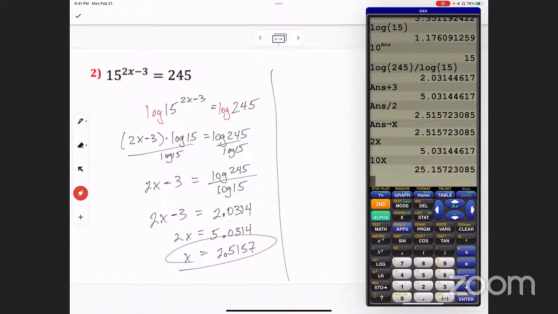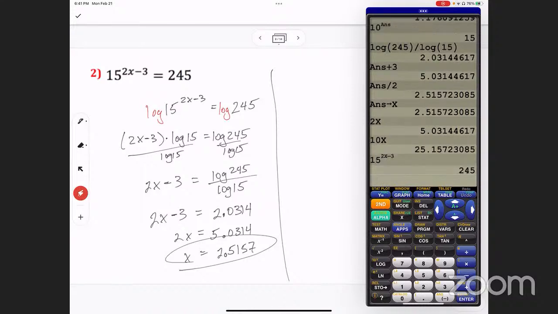So now what I'm going to do, look back at my problem. I'm going to punch this into my calculator. And what should I get when I punch that into my calculator? When I punch that with x? 245. I should get 245 because I'm basically plugging this back into there, right? So watch this. 15 to the 2x minus 3 and hit enter. And that means I did it right.